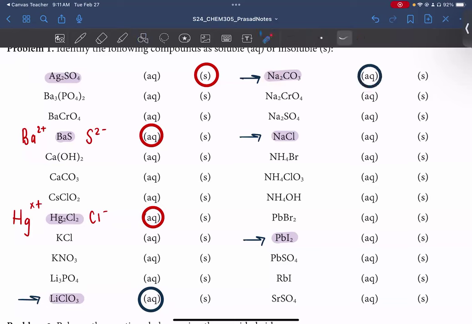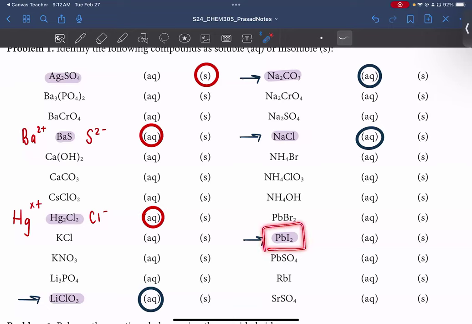NaCl, by the same code of logic, it is attached to chlorine minus, which is generally soluble. Aqueous. Of course, you may have also used the logic, well, I know sodium chloride to be salt. I know that salt dissolves in water. I know it's therefore aqueous. Whatever logic you use is fine.